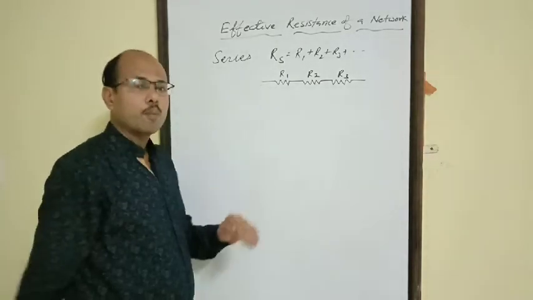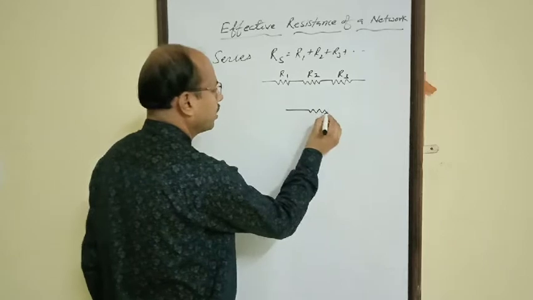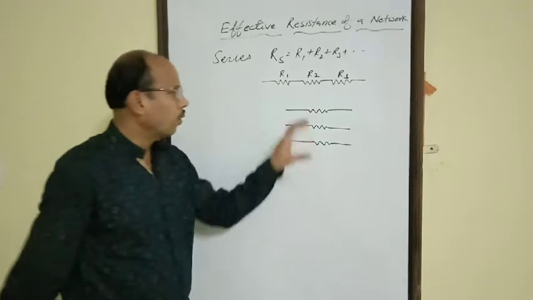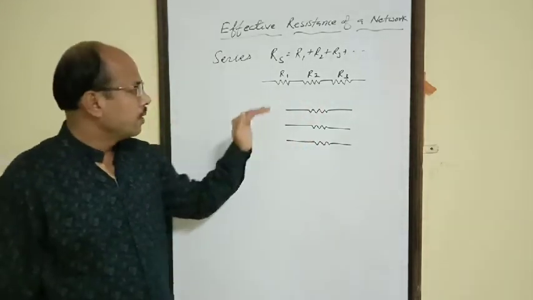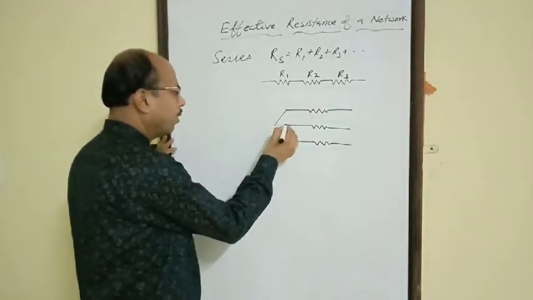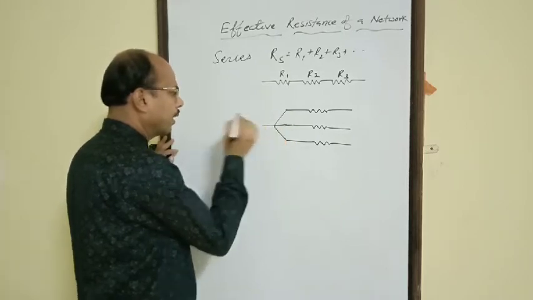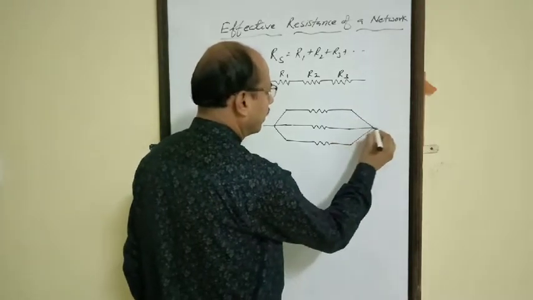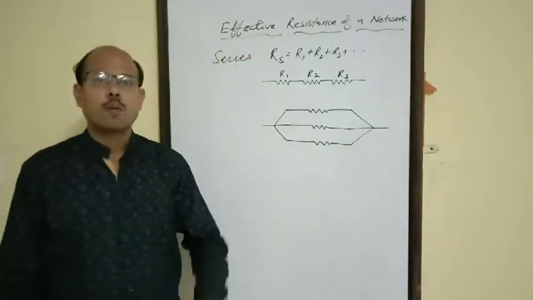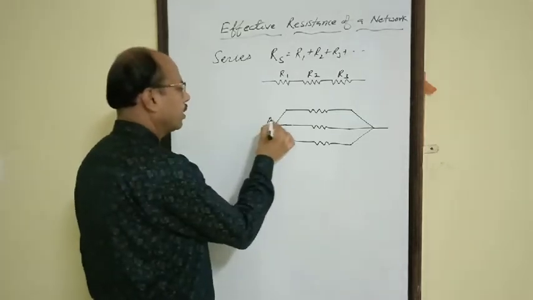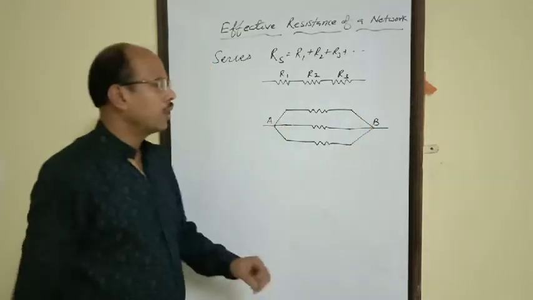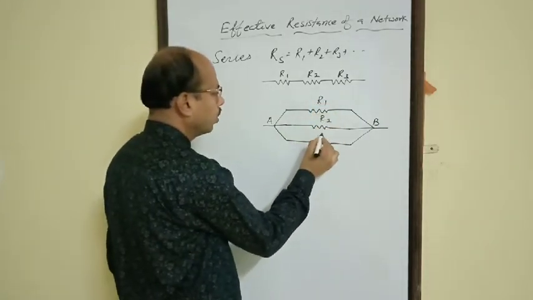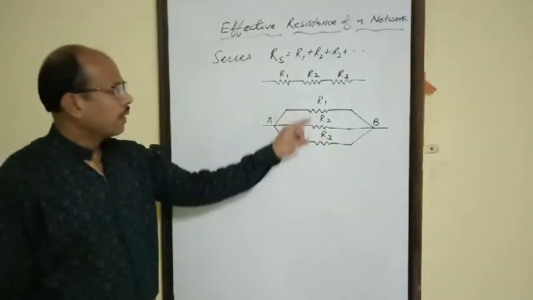But when they are connected in parallel, the parallel combination is like this. When all the resistors are connected in such a way that the first end of all the resistors is connected at a point and the other end of all the resistors is connected at a different point, then this is known as parallel combination. Let us suppose this point is A, this point is B. Then these three resistors, R1, R2 and R3, are connected in parallel.